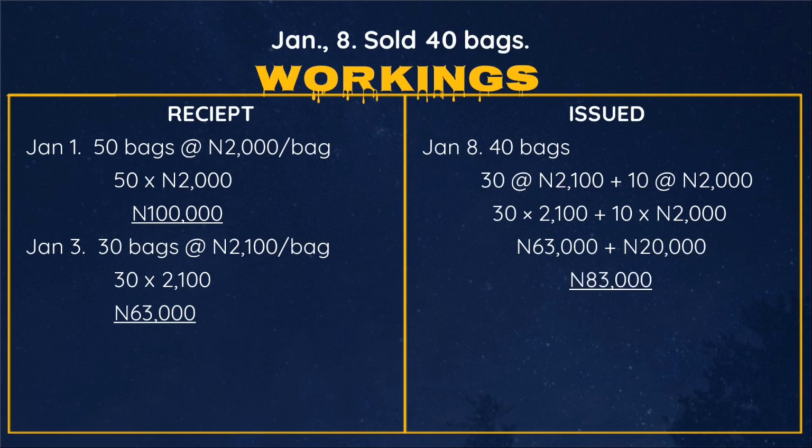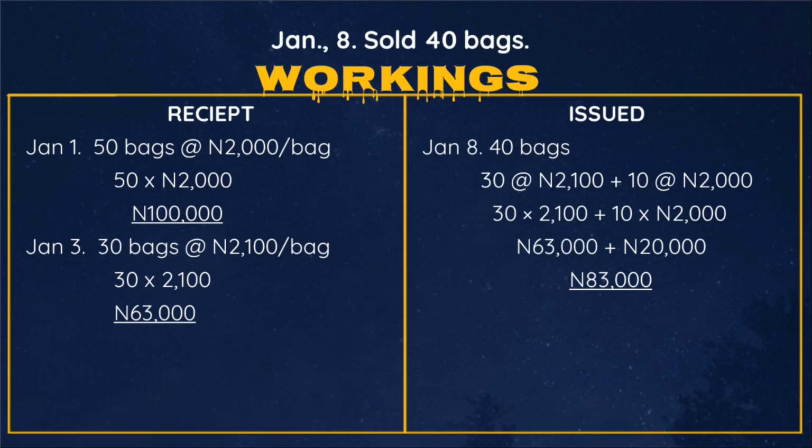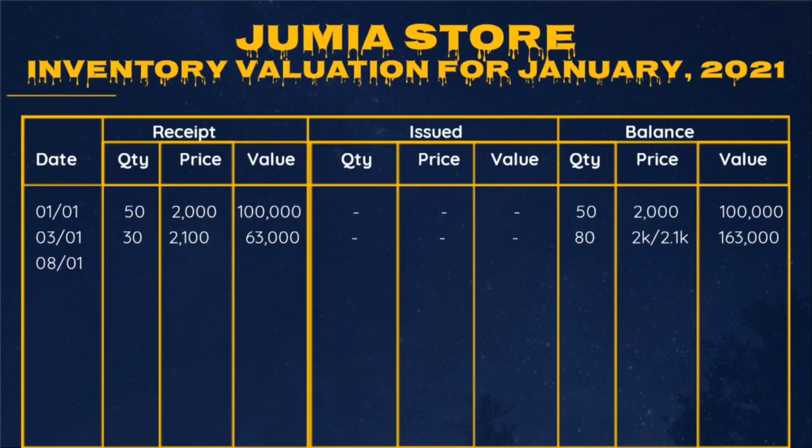Now let's go back to our inventory account. So in our inventory account, the date that will be January 8. Under the receipt, since we are not receiving, we are issuing out, that will be dash dash dash. So under the issue side, let's look at the details. So we have 40 bags of cement at what amount? 2,100 and 2,000 naira, and the value will be 83,000. So that will be 40 bags of cement at 2,100 and 2,000, while the value is 83,000 naira.